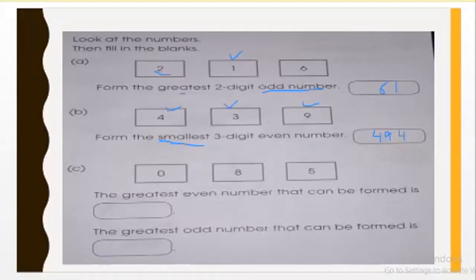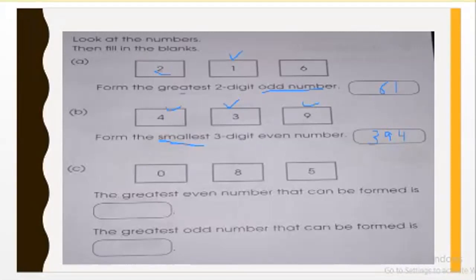My comparison was between 3 and 9. So what we're going to do, you just mention the first number, that should be 3, not 4. So now just check it. 394 is the smallest even number.